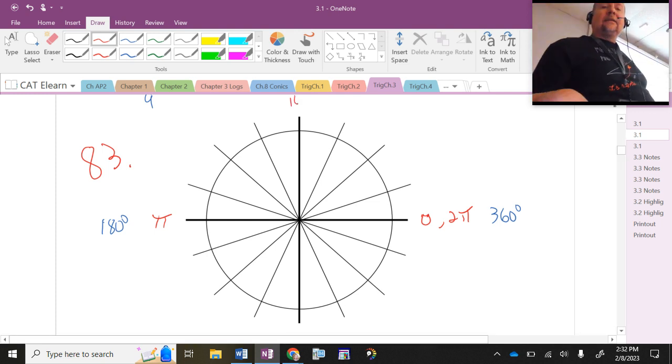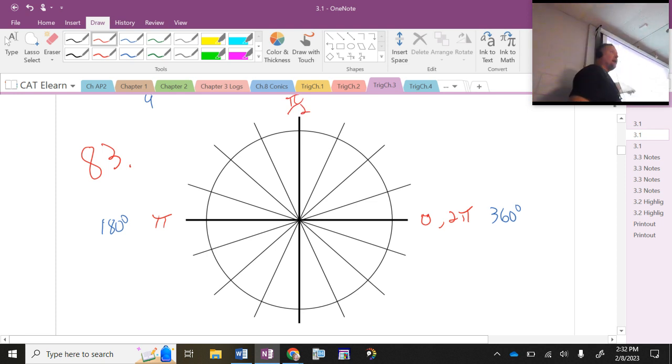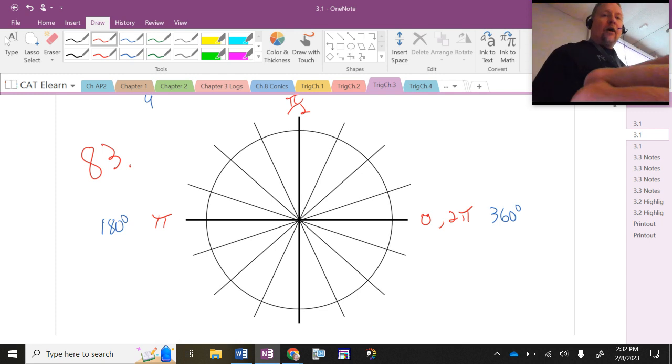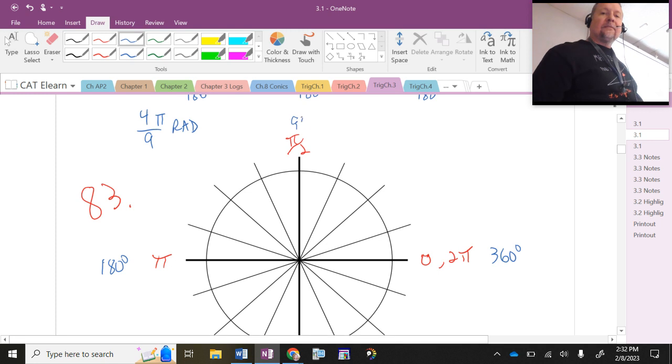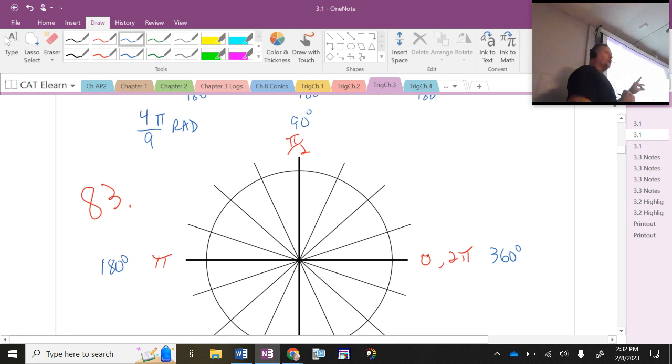In radians, this is pi over 2. How did I get that? I literally just took half of that. Half of pi is pi over 2. Half of 180 is 90. We also know that this is 90 degrees. So I'm trying to keep the degrees in blue and the radians in red, because this is what you're going to have to get really good with.